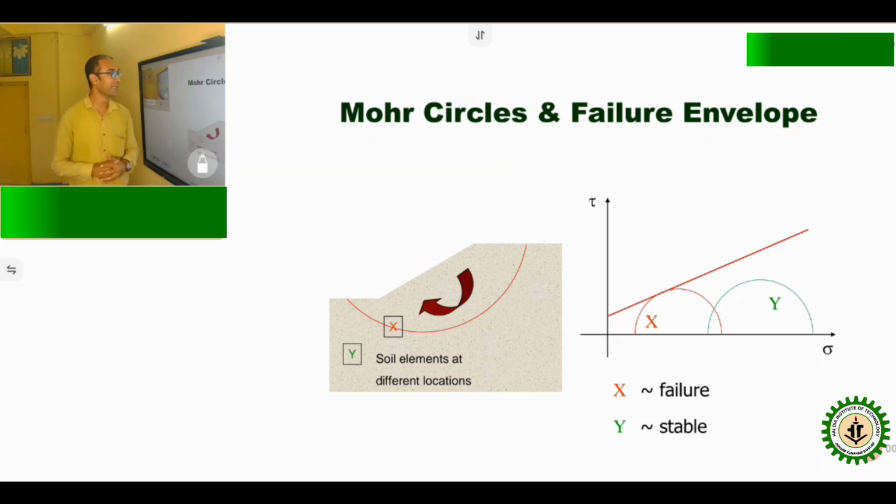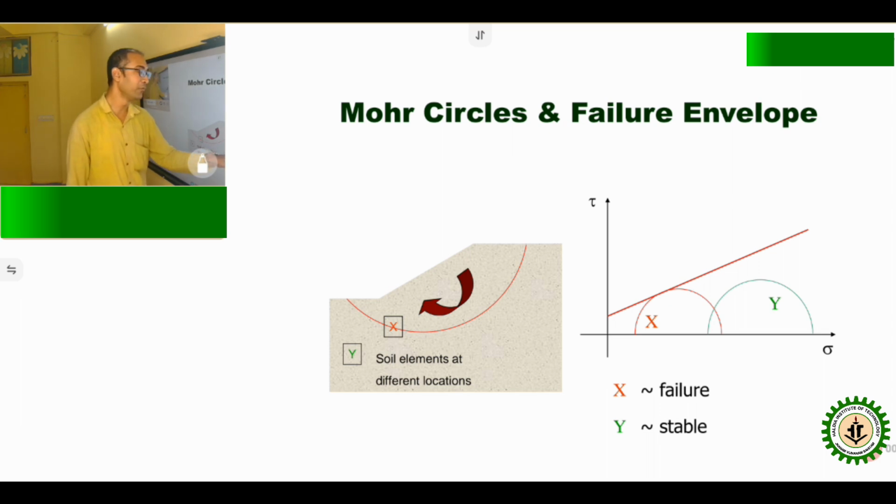Now, the Mohr circle and failure envelope. Here we can say this is the embankment, and in this embankment this is a failure line. This failure may be caused by loading, or by a landslide or something. You can say this is the failure envelope. On this failure envelope, we took a small strip of soil, denoted X, and the unaffected soil strip is denoted by Y.